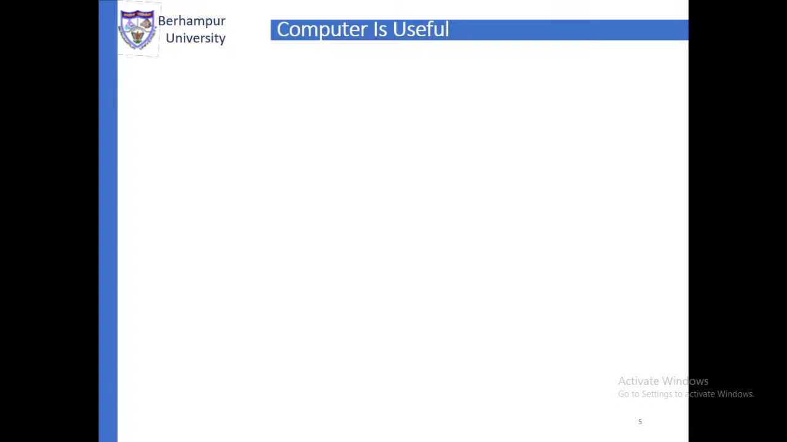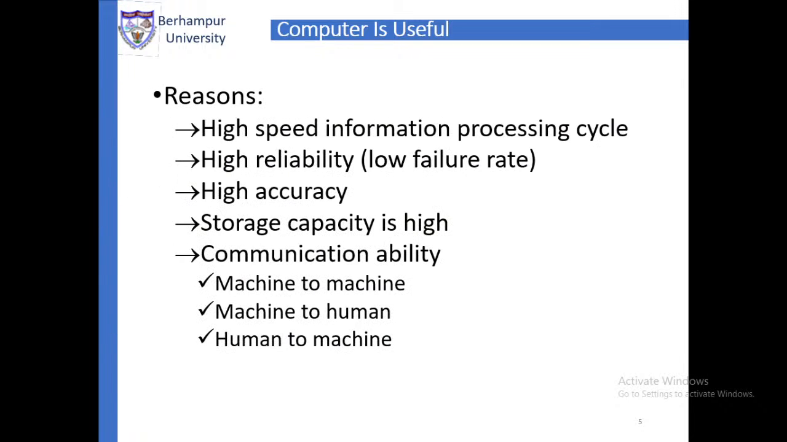Now, if we know this, why is the computer useful, why are you using a computer? There are various reasons. I will tell you a few reasons. The first reason is high speed information processing cycle. So normally if I ask you 5829 plus 3256, add them, you will take a few seconds to add these two numbers, whereas the computer will do it in a split second. So it has a very high speed information processing cycle. So that is why it is useful.